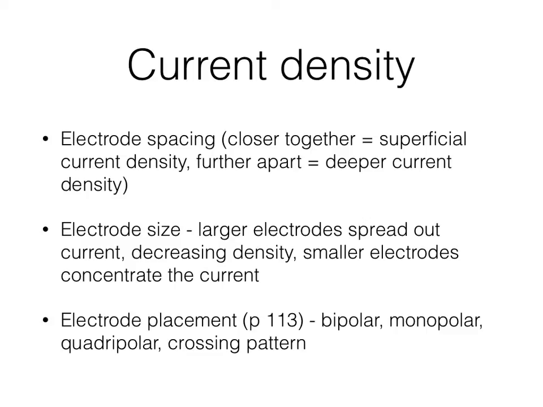And then on page 113 of your book, there's a nice discussion of electrode placement. A lot of the TENS are going to be a bipolar placement. IFC is quadrupolar. NMES, or muscular contraction, depends on how many muscles you want to stimulate, but usually bipolar or quadrupolar, and iontophoresis is monopolar.